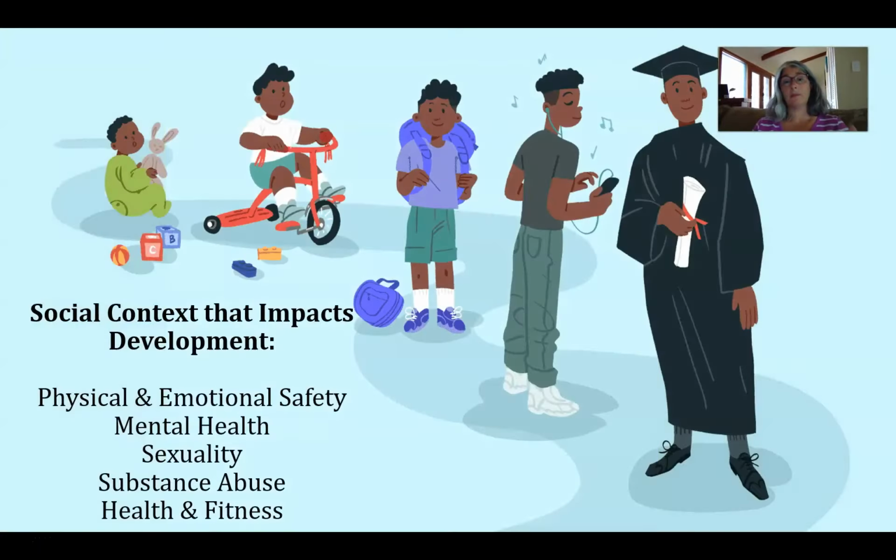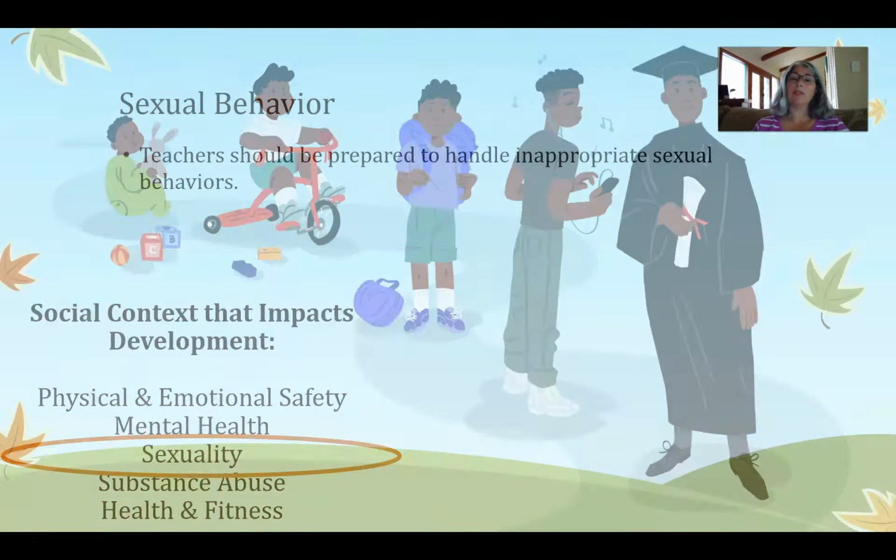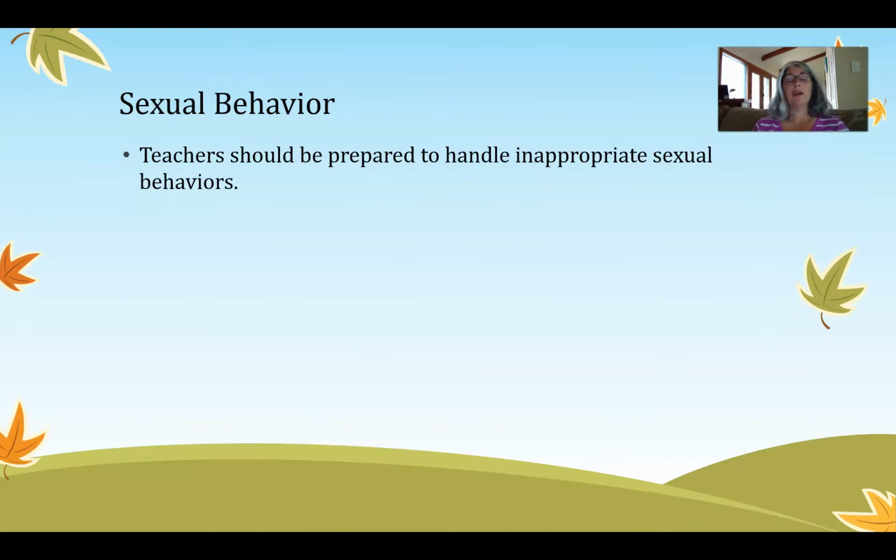Those are some pretty amazing and helpful tips when it comes to trying to de-escalate an outburst. All right, next on our list, we're going to be looking at sexuality and how sexuality might be impacting your students' development. Believe it or not, one of the things you're going to need to be aware of and prepared for is how to handle inappropriate sexual behaviors. This can occur at any age.